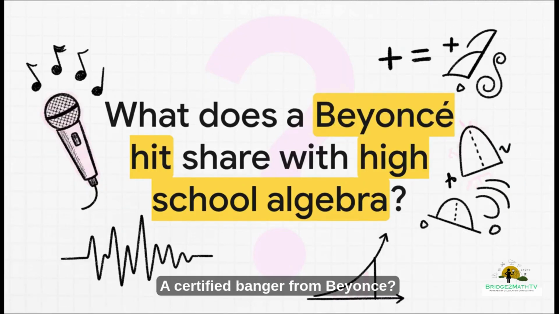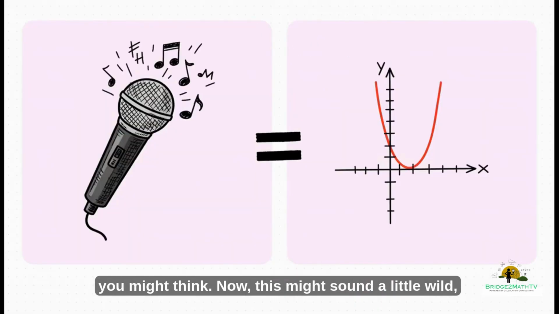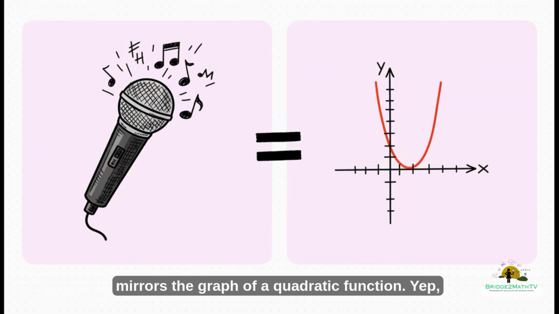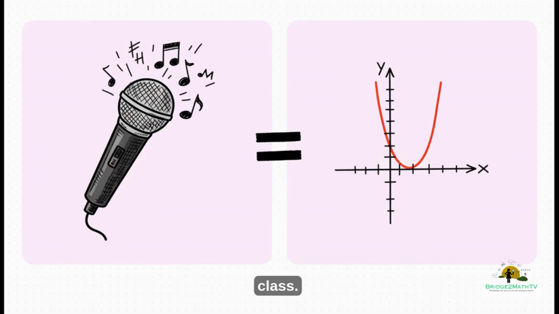A certified banger from Beyoncé and high school algebra? What could they possibly have in common? It's a totally fair question, and trust me, the answer is way cooler and more elegant than you might think. Now, this might sound a little wild, but the whole idea we're diving into is that the emotional journey of Love on Top perfectly, and I mean perfectly, mirrors the graph of a quadratic function. Yep, that classic U-shaped curve you probably remember from math class.